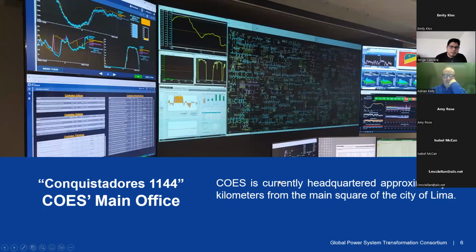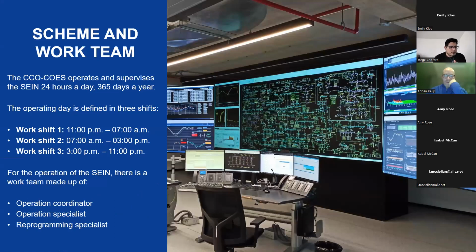Regarding our control room, we have a scheme, a work team. We operate and supervise the interconnected power system 24 hours a day, all the year. We have 3 work shifts, as you can see over here in this scheme of hours. For the operation, we have an operation coordinator, an operation specialist, and a reprogramming specialist. The last one is regarding the hydrothermal economic dispatch. The others use all the tools to manage the production of energy of each power plant, and also regulate the frequency and the voltage around all the system.